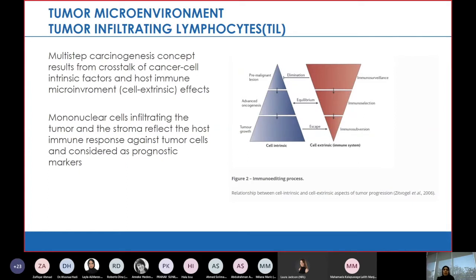And we know that the host can get rid of precancerous cells and cancerous cells through immunosurveillance. But also we know that the cancer cell can acquire mechanisms to escape from the immune response. They can acquire new alterations, new molecules, that hide them from the immune system, or they can suppress the immune response. So now we know that tumor infiltrating lymphocytes reflect a host immune response, and they are considered a prognostic marker.